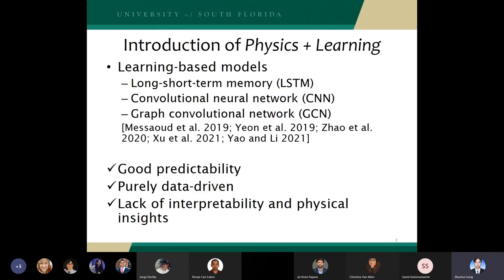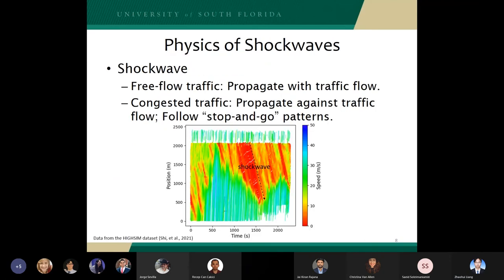Recently, learning-based models have been widely used in trajectory prediction, for example long short-term memory, LSTM, convolutional neural network, CNN, and graph convolutional network, GCN. These learning-based models have good prediction performance, but they are purely data-driven methods. They don't have good interpretability, and they lack physics insights, even missing the opportunity to further improve the trajectory prediction. Therefore, to leverage the advantages of the physics and learning-based models, we propose to integrate them.